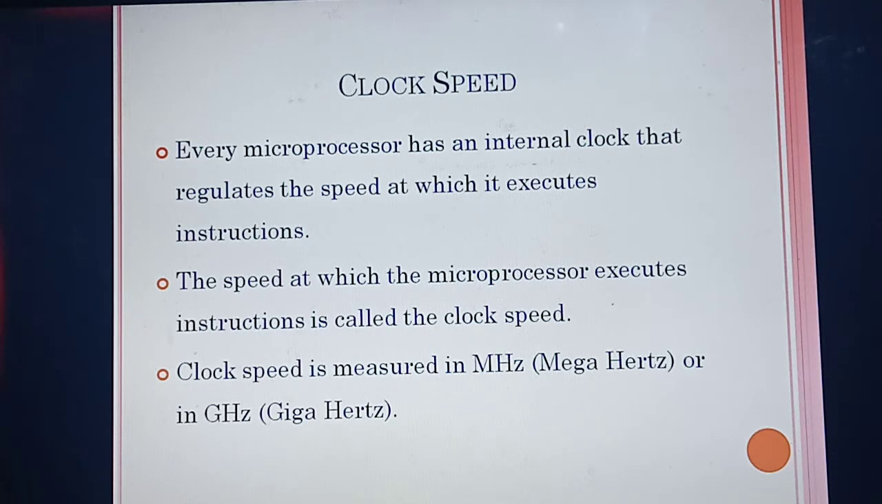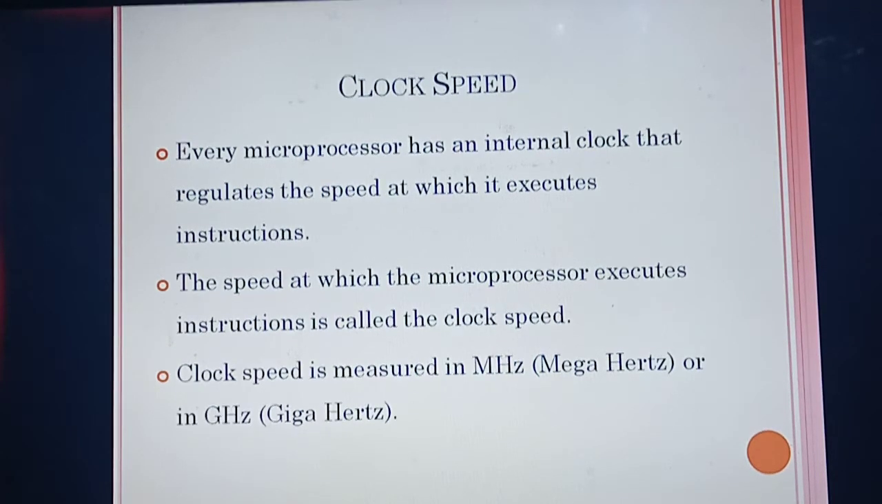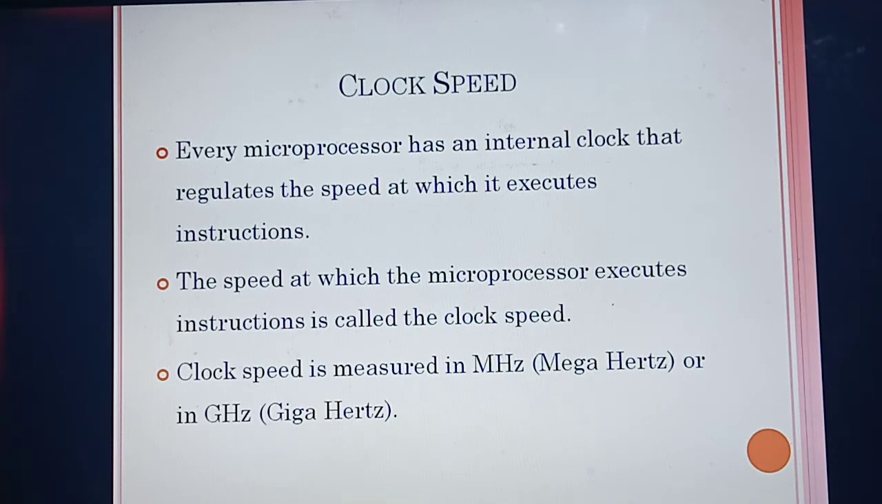So lots of instructions, lots of commands you are giving. Each time it will execute one instruction. For example, first it will execute the first instruction, then the second instruction. So clock speed means at what time the microprocessor will execute a particular instruction. That is called which speed? Clock speed. Or at what speed the microprocessor will execute a particular instruction, that is called what? Clock speed. Understood? That is important, one more question also.